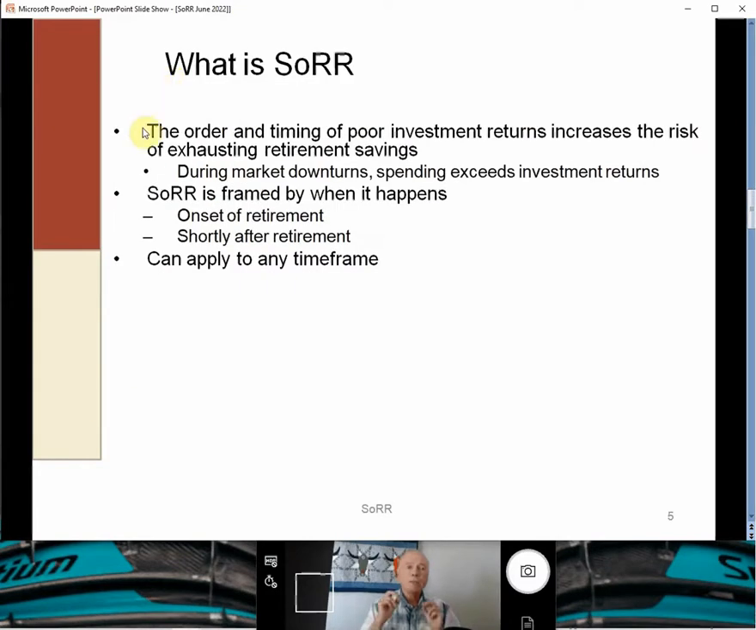Well, it's the order and timing of poor investment returns, increasing the risk of exhausting your retirement savings. During market downturns, spending exceeds investment returns. Sequence of returns risk is framed by when it happens, onset of retirement and or shortly after retirement. Now that said, I think that what I'm talking about today can apply to any time frame, but specifically the definition of sequence of returns risk is tied to retirement.